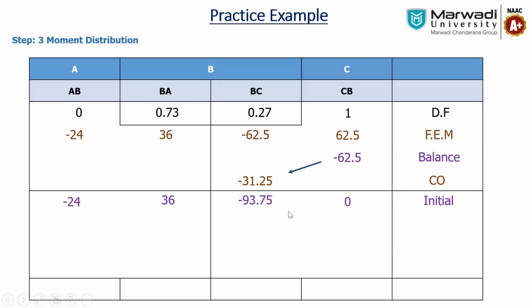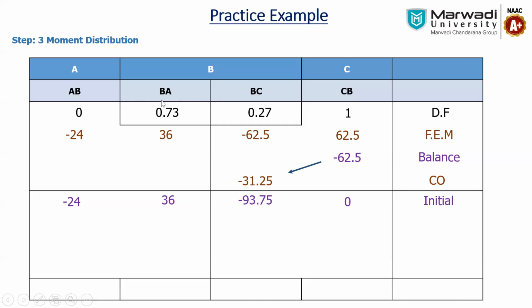Now we have to do the balancing of the joint B. So what is balancing? Whatever the total moment at B is, we have to do the summation. The algebraic summation is 36 minus 93.75, so it will be minus 57.75. That summation is minus, so whatever value we are getting, we have to write it as plus.